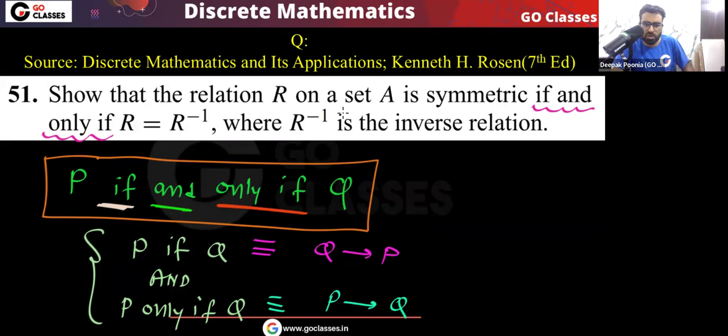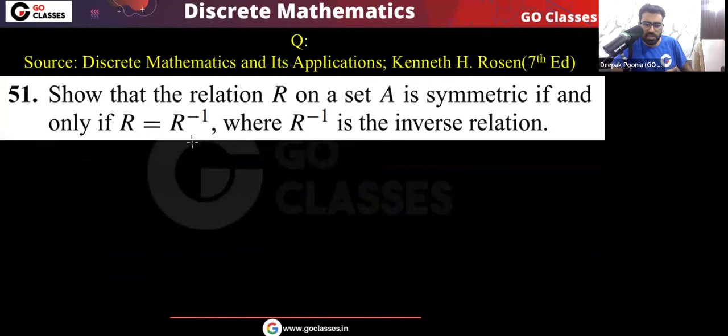So in this question also we need to prove two sides. The one side is that if the relation is symmetric, which is given, then we need to prove that R equal to R inverse. And the second side is, if R equal to R inverse is given, then we need to prove that it is a symmetric relation. So these are the two sides. I hope you understood.